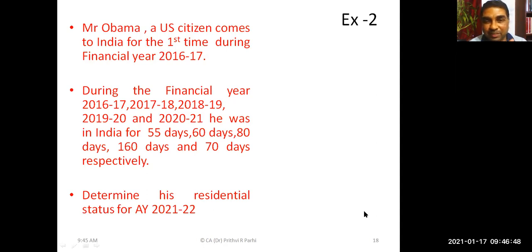Here you have to check both the conditions. That means 182 days or 60 plus 365 days. Based on the first condition itself, 60 days is fulfilled, so no need to see into the back years. No, the first condition is 180 days. Please check and tell me. Please do it very carefully. Non-resident, sir.